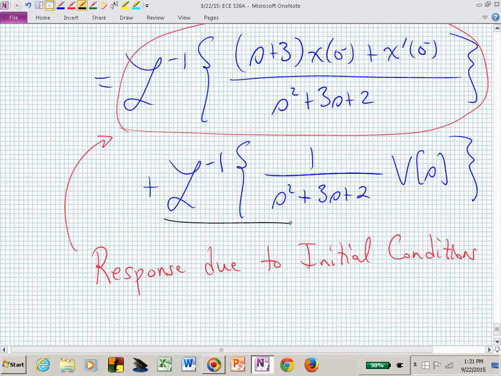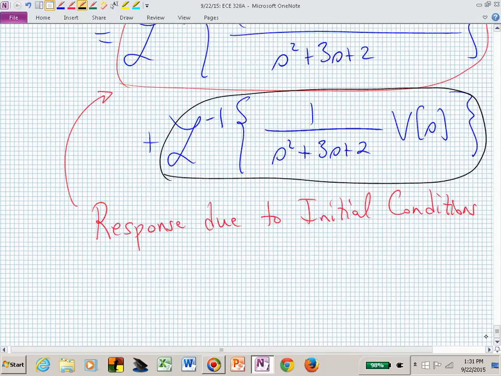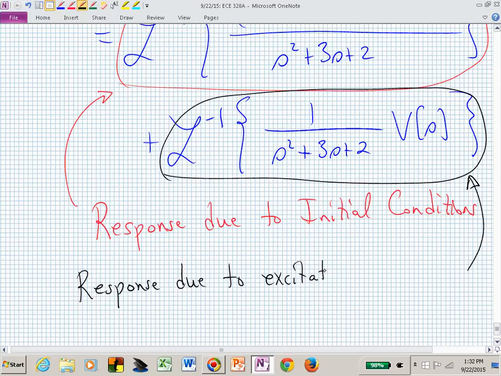And the second half of that two-term right-hand side, which I've now highlighted in the black loop, that's the response due to how we excited the circuit to begin with, or this excitation function, the excitation function being little v of t.